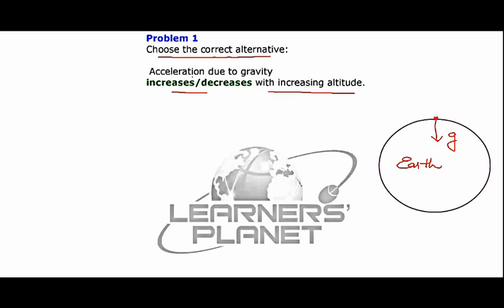Now basically the question is, what happens if we increase the altitude? That is, say for example, we are above the surface of Earth at a height h from the surface of Earth, if we are over here. Now what is the acceleration due to gravity? Whether it increases with increasing altitude or it decreases. Now what is the answer?